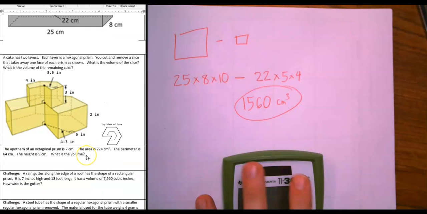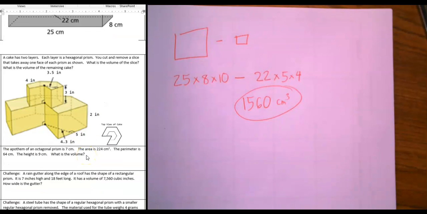Number 9, a cake has 2 layers. Each layer is a hexagonal prism. You cut and remove a slice that takes away one face of each prism as shown. What is the volume of the slice? What is the volume of the remaining cake?